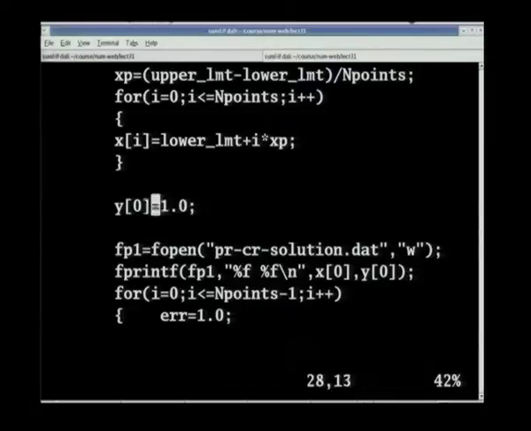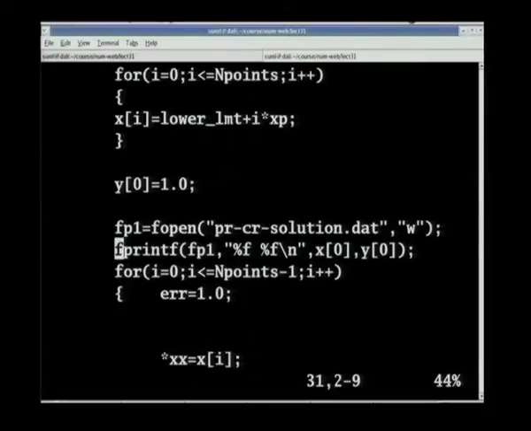Now we start with the boundary condition, which is y of 0 is 1. So we first write this x of 0, y of 0, that's our initial value, which is given to us. That's written to this file called predictor corrector solution.dat. Now we will write all the solutions into this particular file.